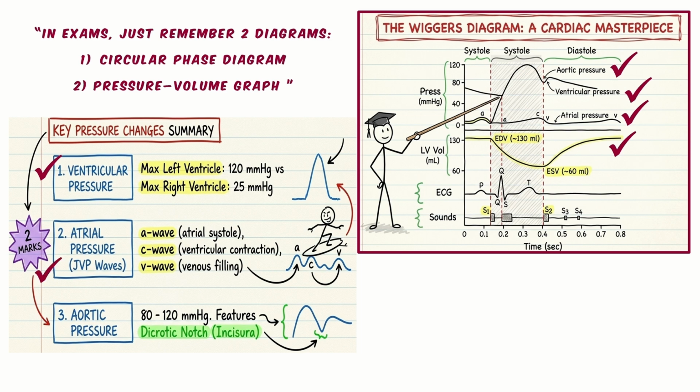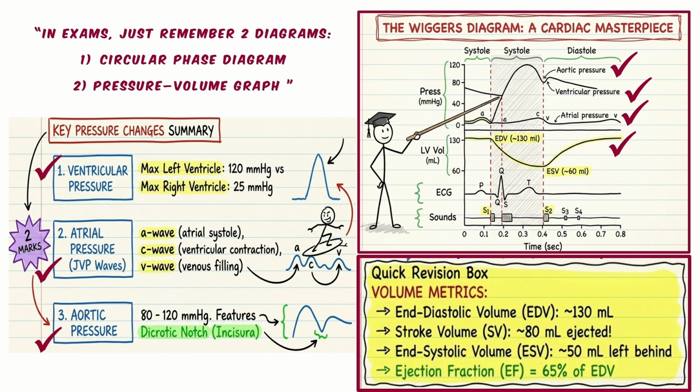Then the atrial pressure changes in the form of JVP. Here you can see 3 positive waves: A wave, C wave and V wave. A for atrial systole, C for ventricular contraction and V for venous filling. And lastly, on the top, aortic pressure. This also deviates between 80 to 120 mm of mercury and it also produces the dicrotic notch or incisura.